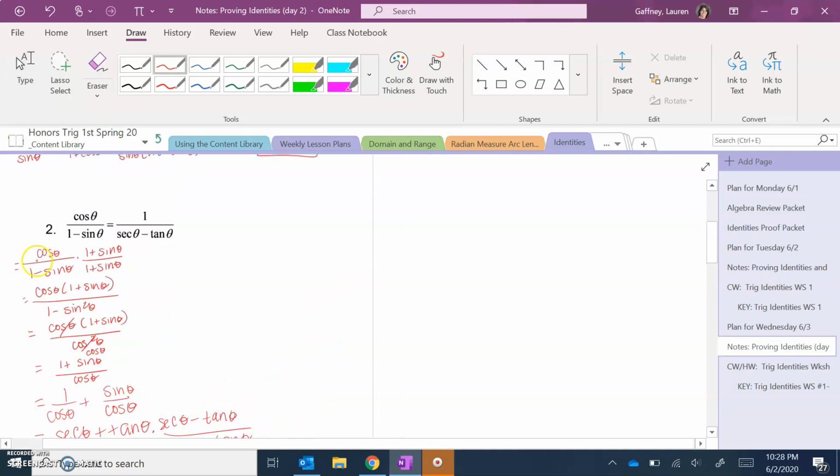I'll show you the other way. So I started with the left-hand side. Here I'm going to start with the right-hand side, just once again to show you different ways. So here the conjugate would be secant theta plus tan theta. So my numerator is secant plus tan, and my denominator is secant squared minus tan squared.